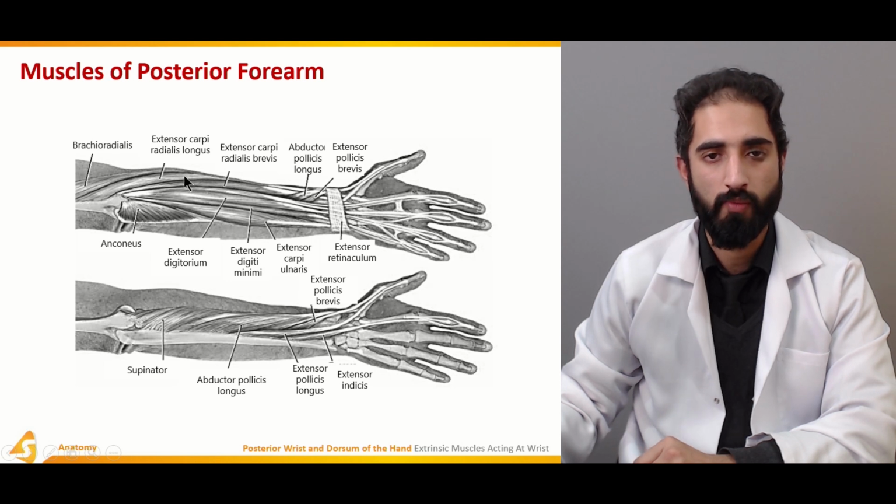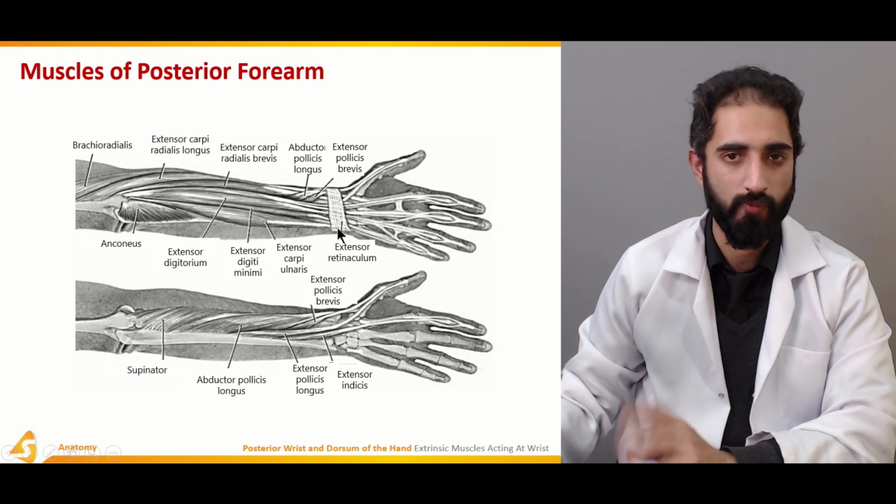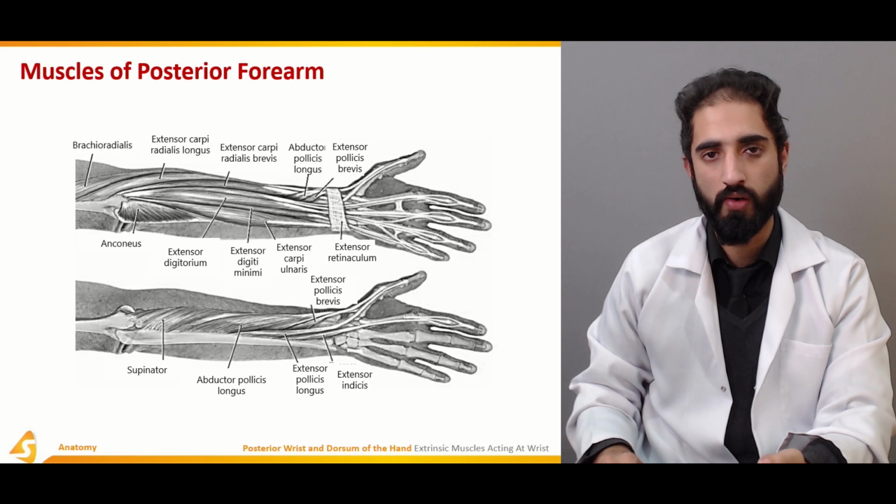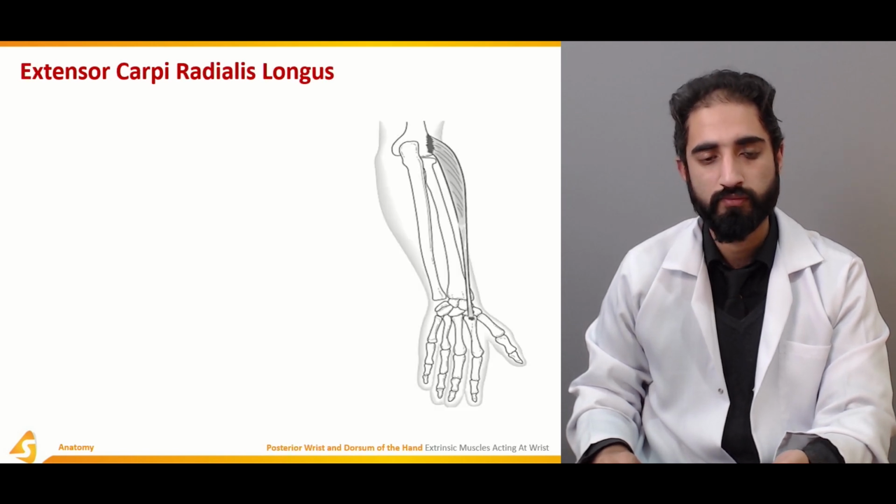Once again, here we have the extensor carpi radialis longus and the extensor carpi radialis brevis located on the extreme lateral aspect. However, if we talk about the extensor carpi ulnaris, it is arising from the lateral aspect, but then it moves towards the medial aspect to insert on its attachment site on the ulnar aspect of the wrist and forearm.